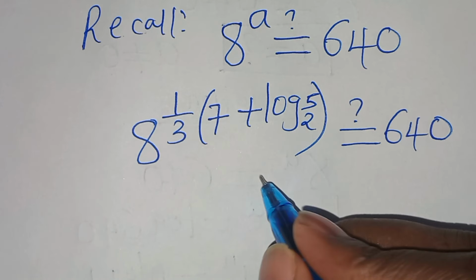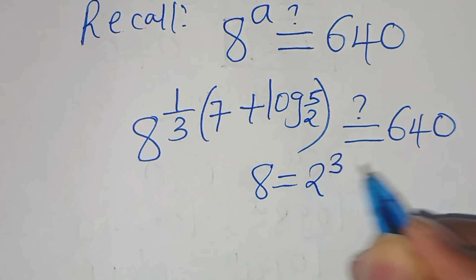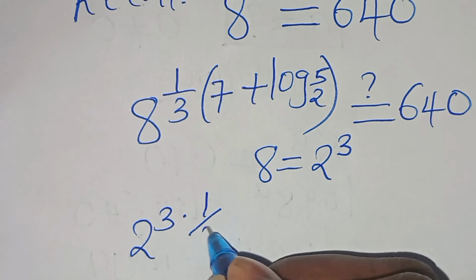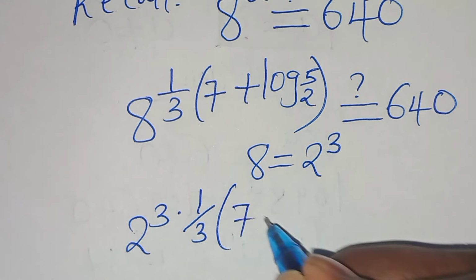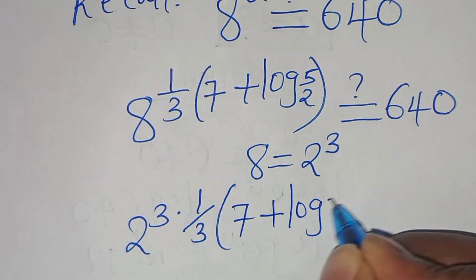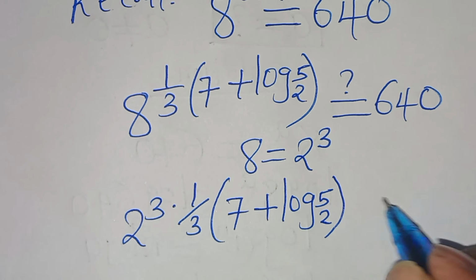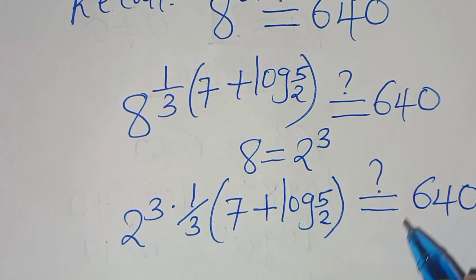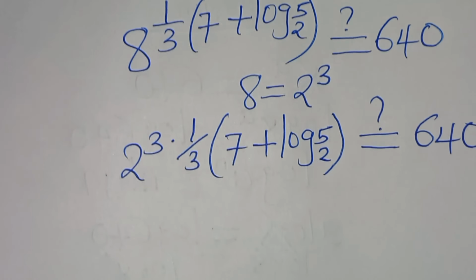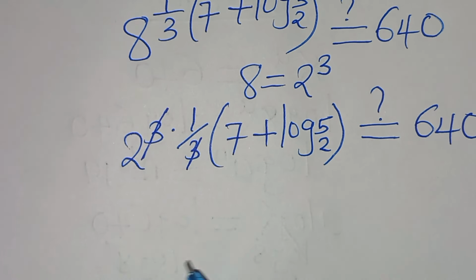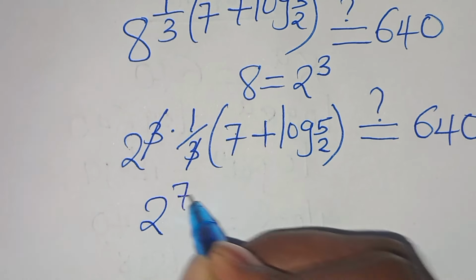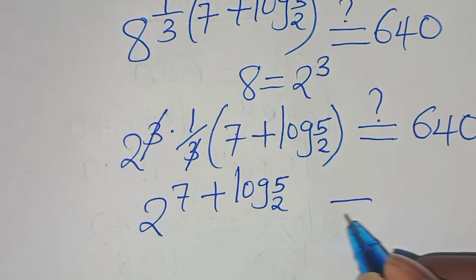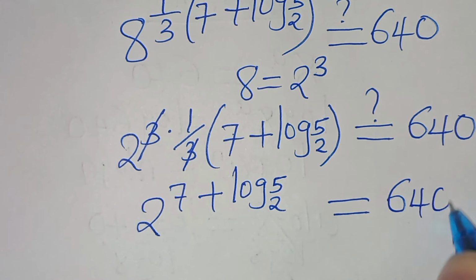Now, we can express 8 as 2 to the power of 3. So here we have 2 to the power of 3 times 1 over 3, in the parentheses, 7 plus log 5 to base 2, across the parentheses. This is supposed to give us a value of 640. So let's simplify here. 3 and 3 simplify, so that we have 2 to the power of 7 plus log 5 to base 2. This is supposed to give us a value of 640.